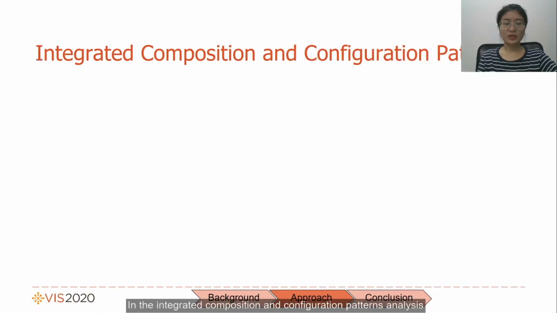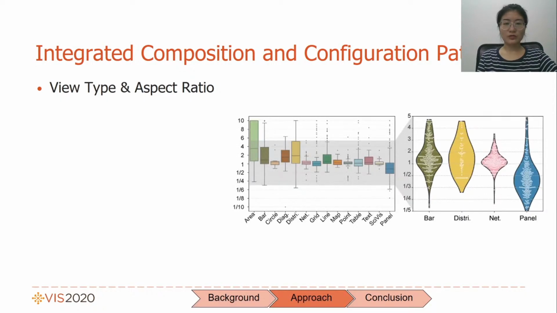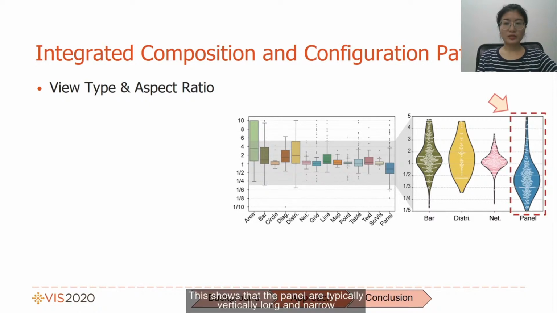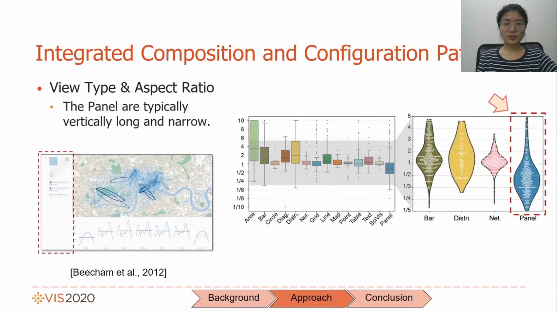In the integrated composition and configuration patterns analysis, first is aspect ratio of 14 view types. This shows that the panels are typically vertically long and narrow. See this example.